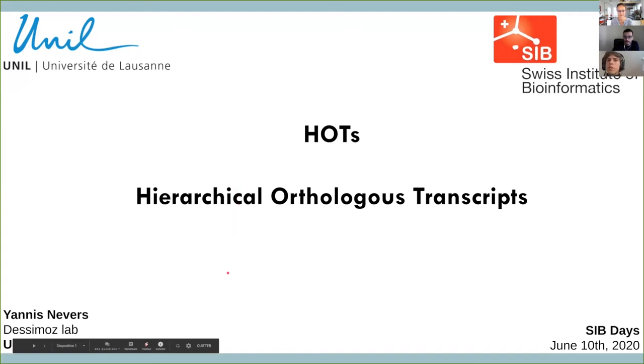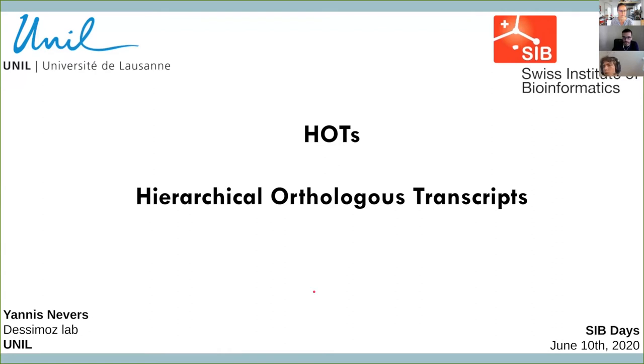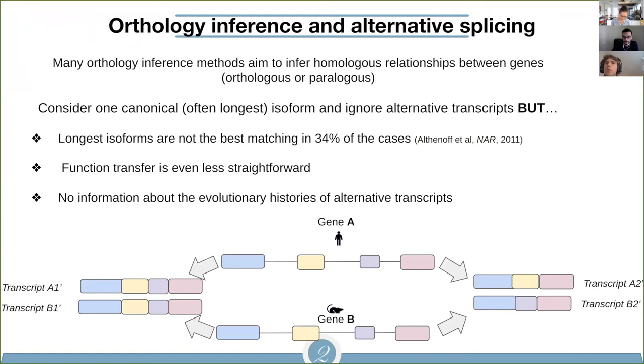I'm glad to be here to present my postdoc project, hierarchical orthologous transcripts. First, I'm going to talk about orthology inference. As you may know, there are many orthology inference methods nowadays that aim to infer homologous relationships between genes, orthologous and paralogous relationships. To do that, they consider one canonical, often the longest, isoform for a gene and ignore alternative transcripts. That's understandable, but that causes some issues.